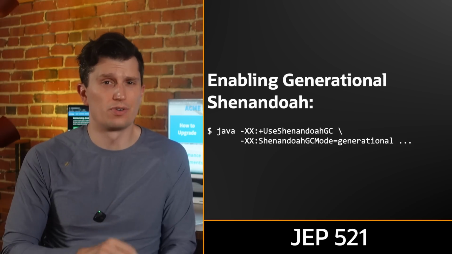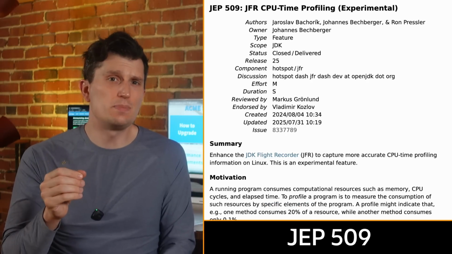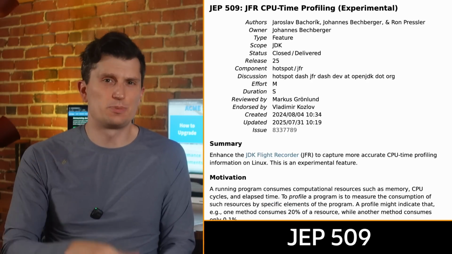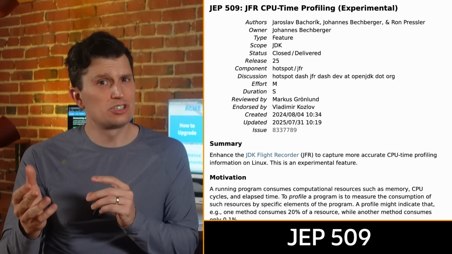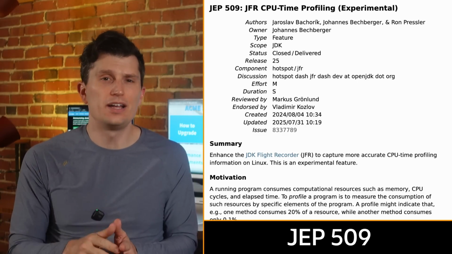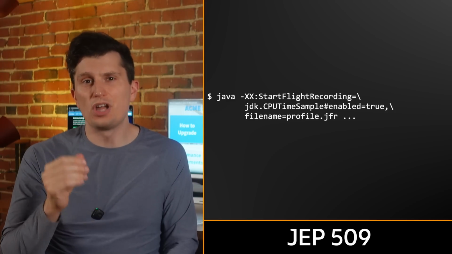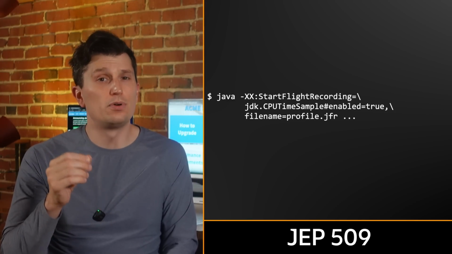JEP 509 introduces the JFR CPU time profiling as an experimental feature, which, as the name suggests, can calculate CPU usage within specific methods in an application. It's only available when running on Linux and is controlled through the jdk.CPUTimeSample events.